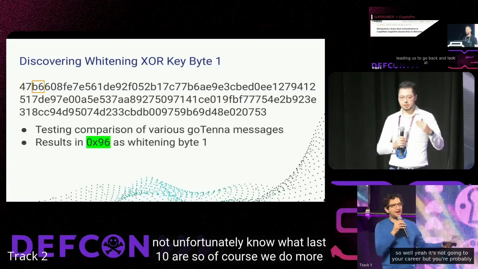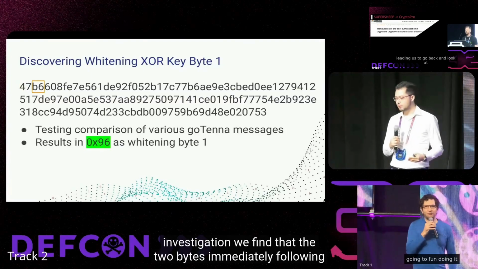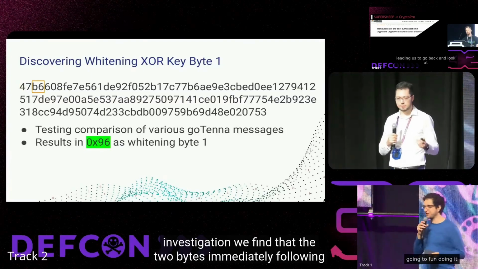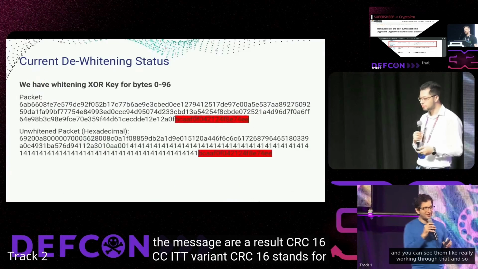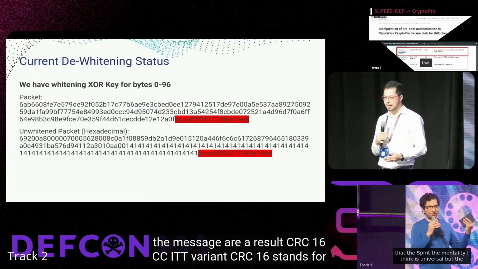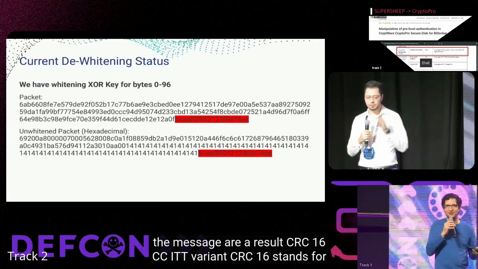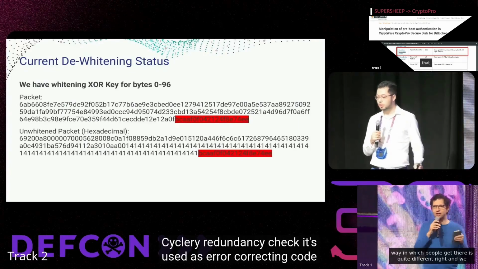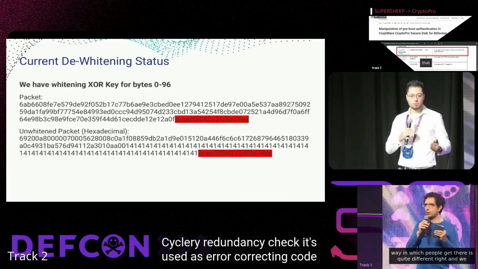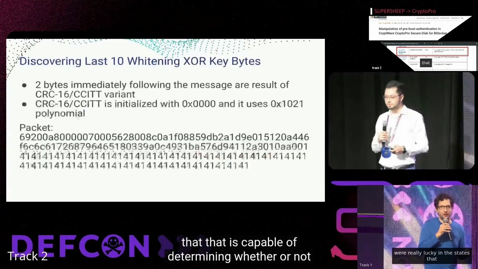For byte 1, we did a lot of testing, and eventually we figured out it was 96. So we'll kind of skip all the detail there because it's a short presentation. So in our current de-whitening status, we have pretty much everything from byte 0 to 96. We do not, unfortunately, know what last 10 are. So, of course, we do more investigation.